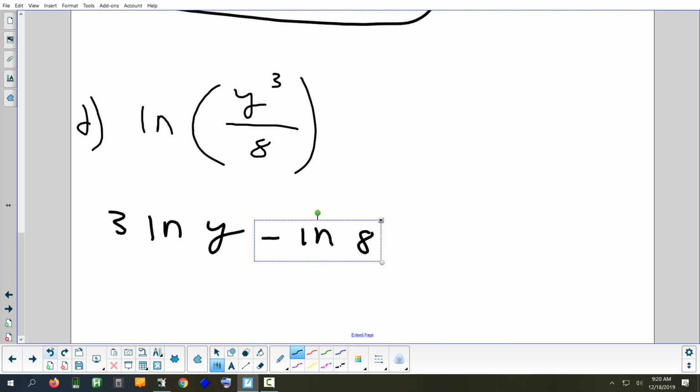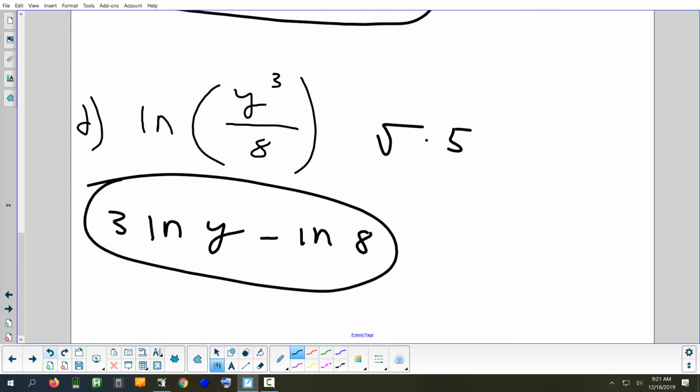That'd be like saying square root times 5. You can't do that. You've got to have something to plug in there. So this is just what you're plugging in right there. 8 is being plugged into the ln function. All right, and that's your answer. Any question on that one?